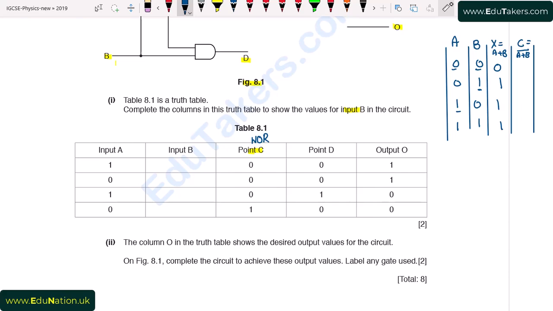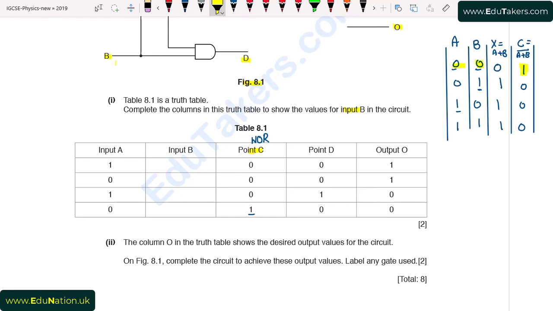When we apply NOT over it, it means that we have to change 1 into 0 and 0 into 1. So I write here 1, 0, 0 and 0. So it is the truth table of NOR gate. Now we can compare here that when output is 1, it is first case.